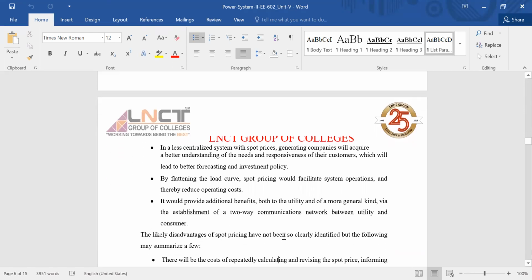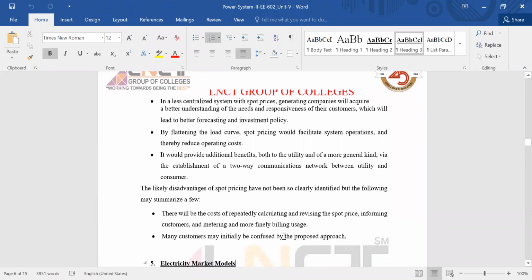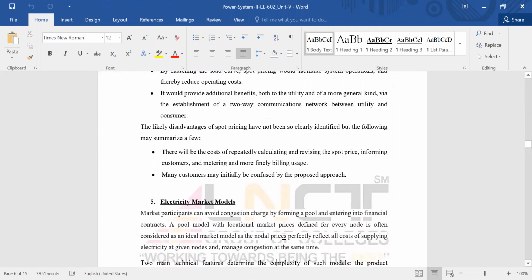Some disadvantages are also there. There will be the cost of rapidly calculating and revising the spot price, informing customers, metering, and finally billing usage. Many customers have initially been confused by the proposed approach.